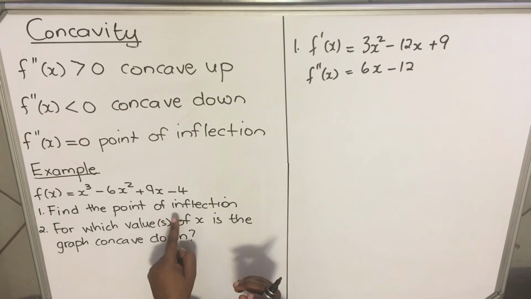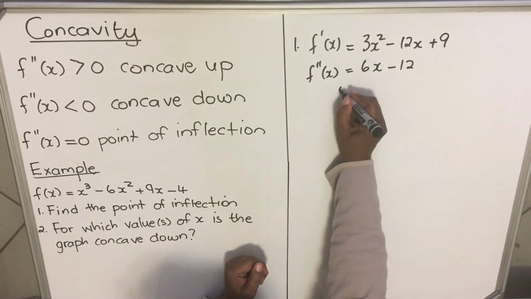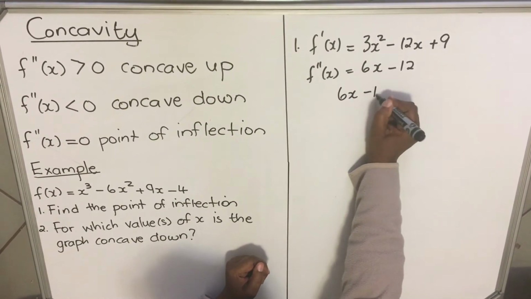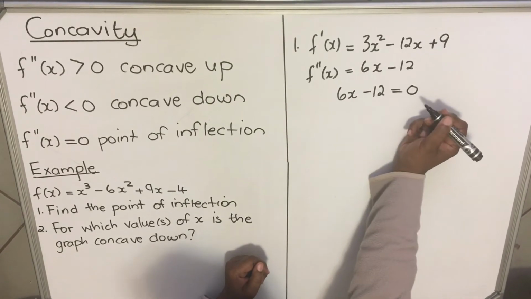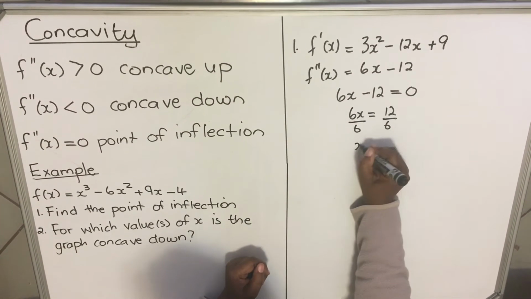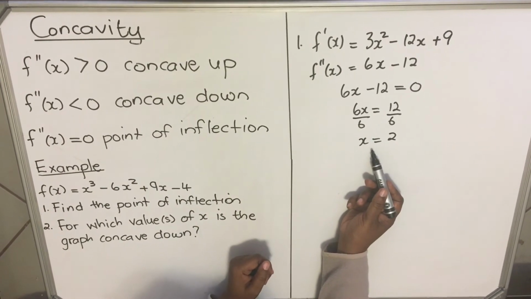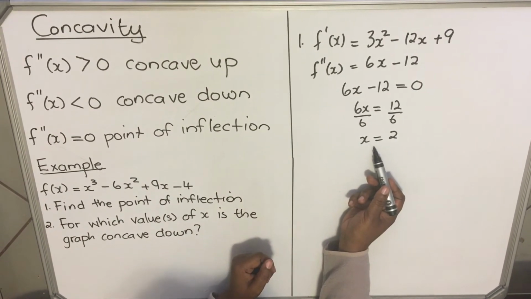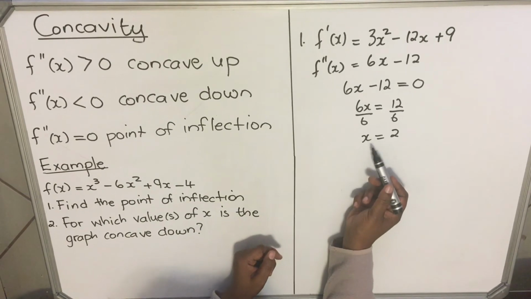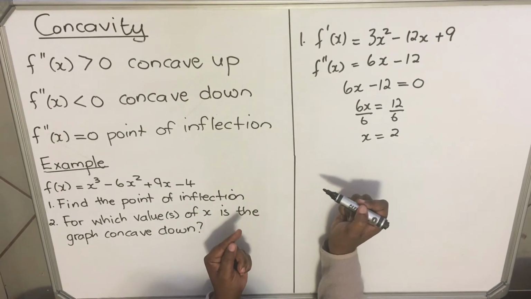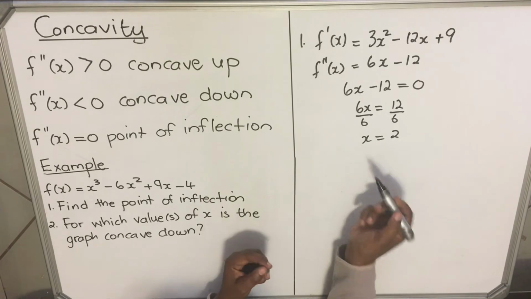So they say I must find the point of inflection. So I'm going to have 6x minus 12. I'm going to equate it to 0, then solve for x. x is equal to 2. So at this point, that's your point of inflection. But now I need a coordinate. I'm going to take this x value and put it in the original equation to get the y coordinate of the point of inflection. Let's do that.